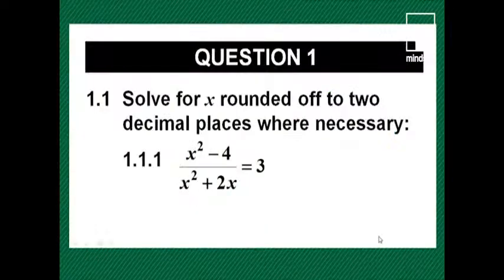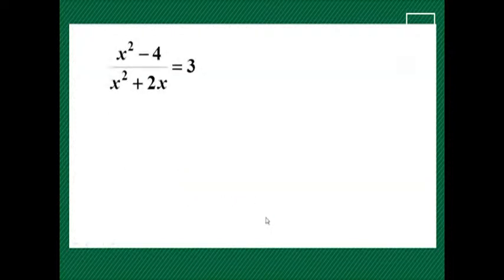Here it is. And we're going to start off with the first question, which is typically algebra. It says solve for x. Now notice, rounded off to 2 decimal places where necessary. If you look at this, you've got this equation where you've got a denominator. So what are we going to do first? We're going to factorize the denominator. So take out a common factor of x.